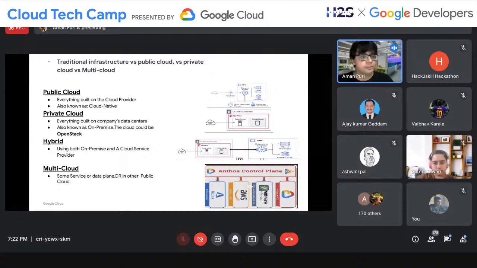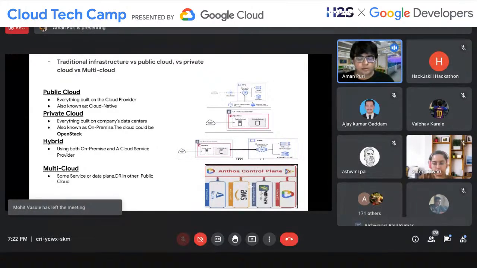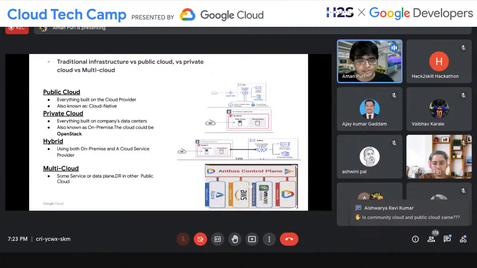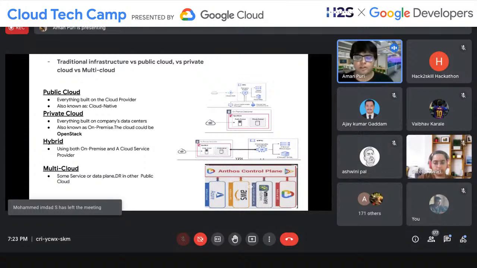Then you have other solutions called public cloud. Public cloud is basically GCP. Google Cloud Platform is a very easy example of public cloud. Everything is built on the cloud provider, and it's called cloud native architectures or cloud native solutions. Sometimes customers want to utilize both public and private cloud. When you utilize both and integrate the solutions together, that kind of cloud solution is called a hybrid cloud solution, where you're using both on-premises and a cloud service provider, and you might have some kind of network connection between them through a VPN solution or something like that.